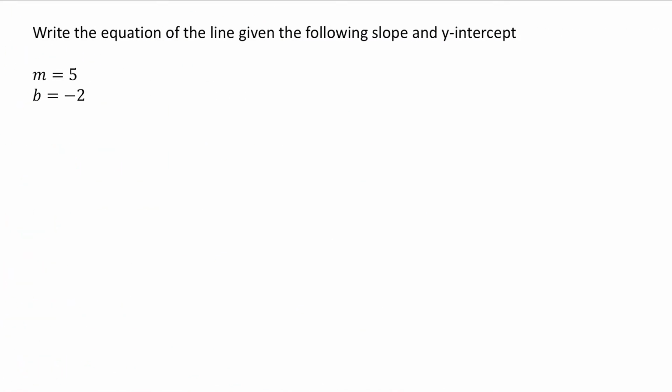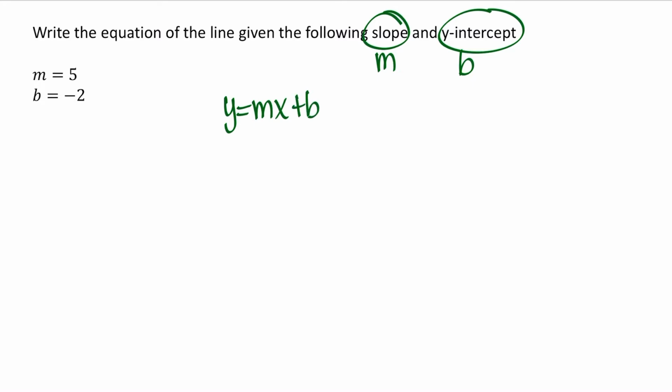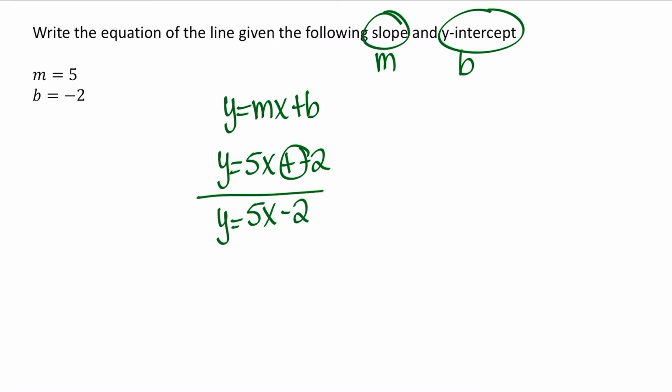So let's write the equation now of the line given the following slope and y-intercept. Whenever we have a slope and a y-intercept, remember that gives us a value of m and a value of b, we can plug into y equals mx plus b form. That is slope-intercept form of a line. So it gives us m equals 5 and b equals negative 2, so we can plug in and get y equals 5x plus negative 2. We're going to combine that, so we have y equals 5x minus 2, and that is the equation of our line.